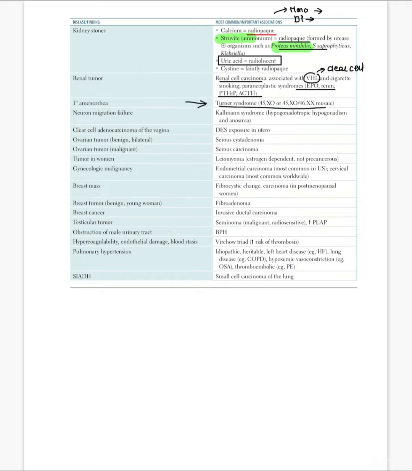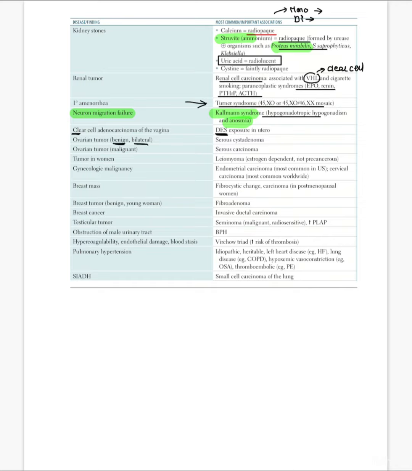Primary amenorrhea: Turner syndrome, streak ovaries, which we have already done, widely spaced nipples. Amenorrhea with neuron migration failure, that is Kallmann syndrome. Here you have anosmia, meaning a problem in smelling, which will be given in the history. Clear cell adenocarcinoma of vagina, that is diethylstilbestrol exposure.